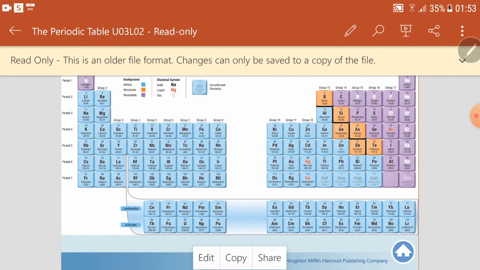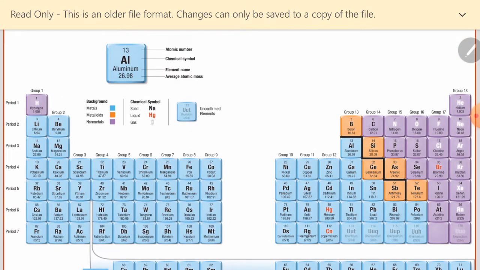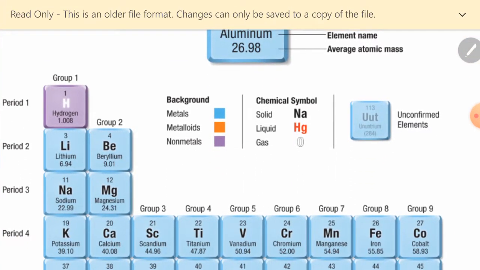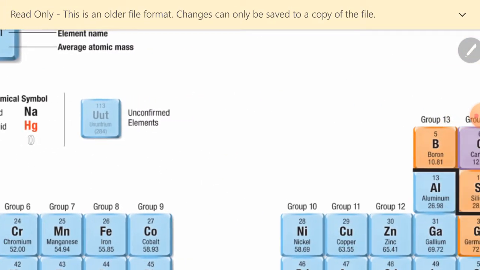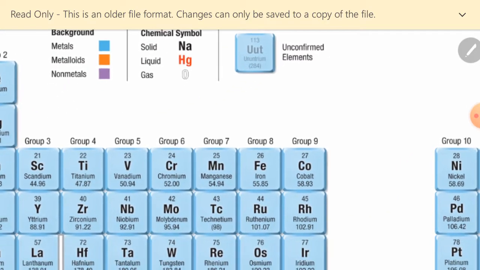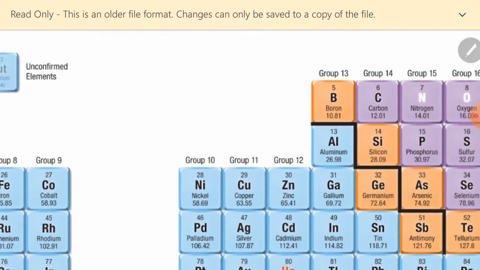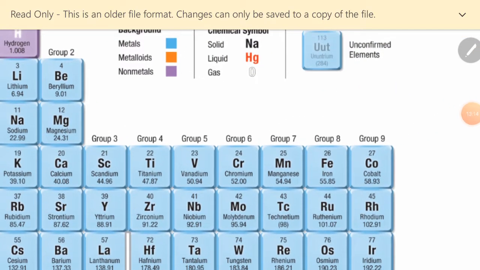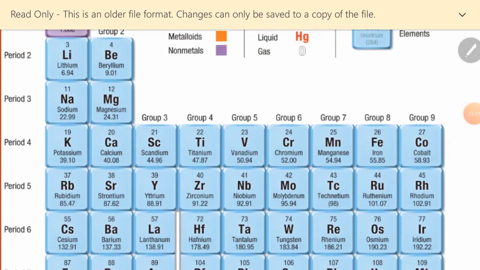Okay, now periods are the lines or the rows. But what about the vertical columns? The vertical columns are groups. So group 1, group 2, group 3, 4, 5, up to 13, 14, 15, 16, 17, 18. It has 18 groups.